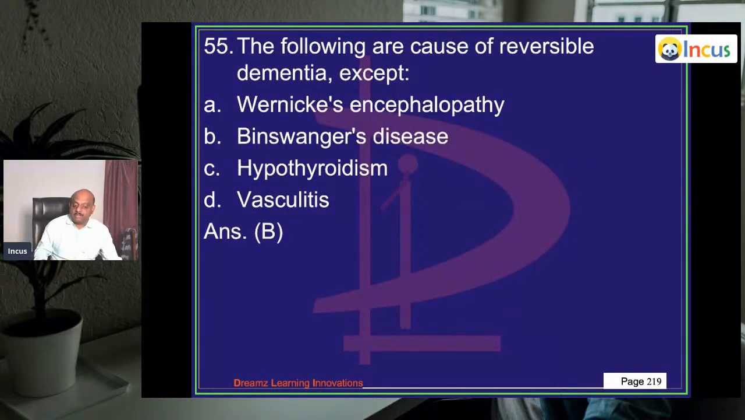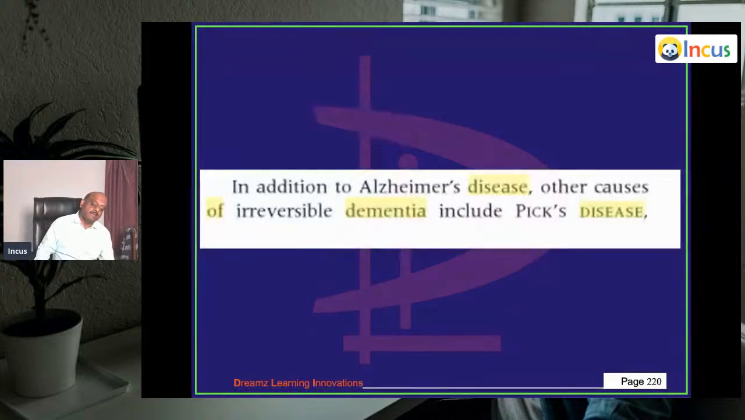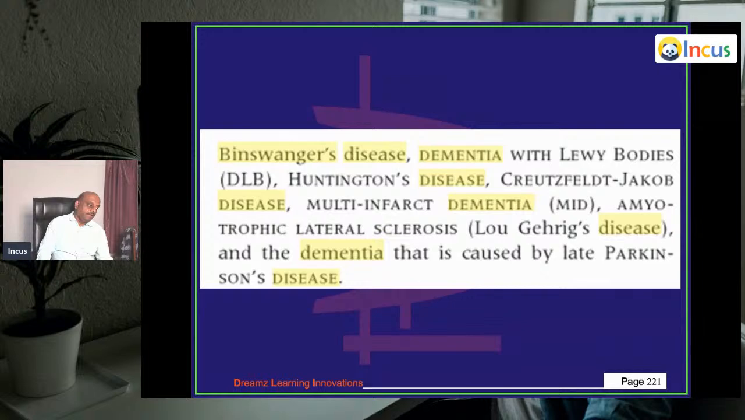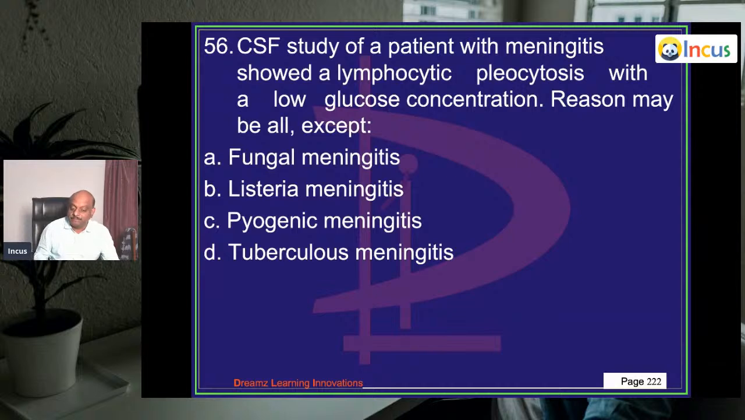which is a cause of reversible dementia. Vasculitis, hypothyroidism, Wernicke's encephalopathy, they're all reversible. And Alzheimer's, Pick's disease, they're all irreversible. Binswanger's disease, dementia with Lewy bodies, Huntington's disease, Creutzfeldt-Jakob, multi-infarct dementia, amyotrophic lateral sclerosis. And these are all the various causes of irreversible form of dementia is what you should remember.